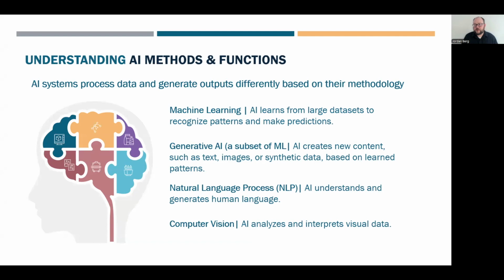Artificial intelligence processes data and generates output in different ways depending on the methodology it uses. Machine learning is artificial intelligence that learns from large data sets to recognize patterns and to make predictions. An example might be identifying anomalies in an X-ray with an AI-assisted imaging diagnostic tool.